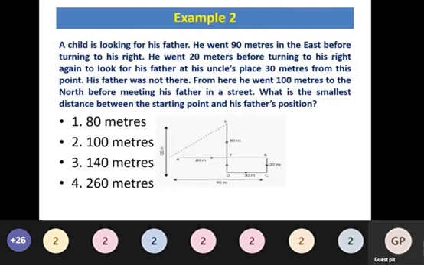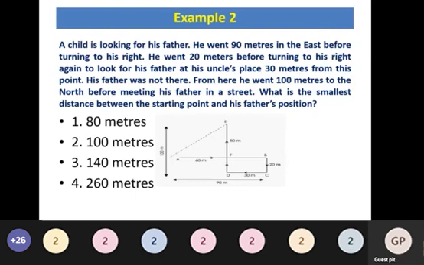Example 2. A child is looking for his father. He went 90 meters in the east before turning to his right. He went 20 meters before turning to his right again to look for his father at his uncle's place 30 meters from this point. His father was not there. From here, he went 100 meters to the north before meeting his father in a street. What is the smallest distance between the starting point and his father's position?